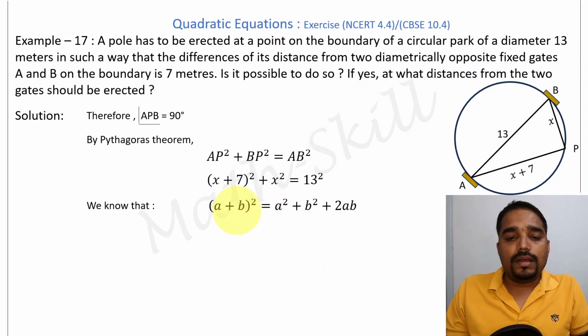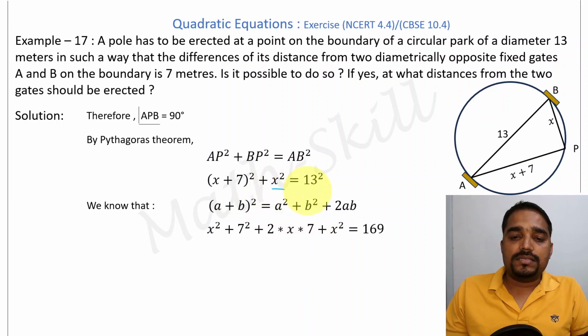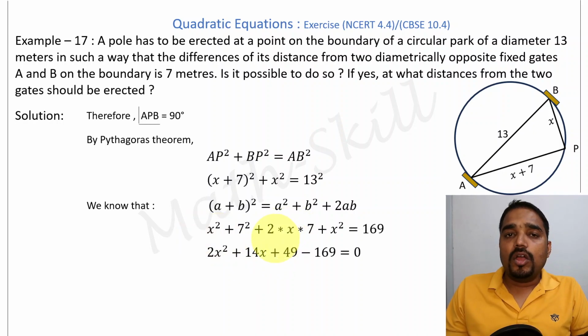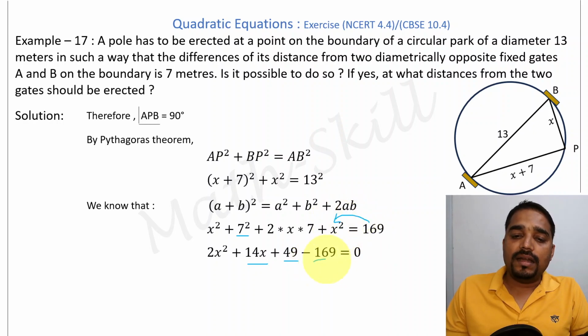That is, X square plus 7 square plus 2 into X into 7 plus X square is equal to 13 square, which is 169. So this is what we have got. Now let us simplify this. Here we have X square and X square twice, that is 2X square, plus let's rearrange the terms in decreasing order of power, that is 2 into x into 7, 2 7s are 14, 14x plus 49, and transpose of plus 169 would be minus 169 is equal to, on RHS we would be having 0.